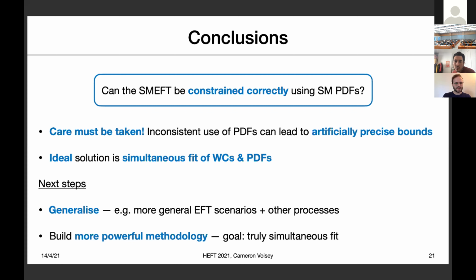Just to finalize, I wanted to talk about the next steps. Obviously it would be nice to generalize this procedure. I just looked at two models in this paper, with only a couple of operators in each case. So it would be nice to consider some more general scenarios and also some other processes, not just DIS and Drell-Yan. But to do this, I want to highlight that we want to build a more powerful methodology, where we can simultaneously fit the PDFs and the Wilson coefficients and get accurate bounds for the Wilson coefficients.